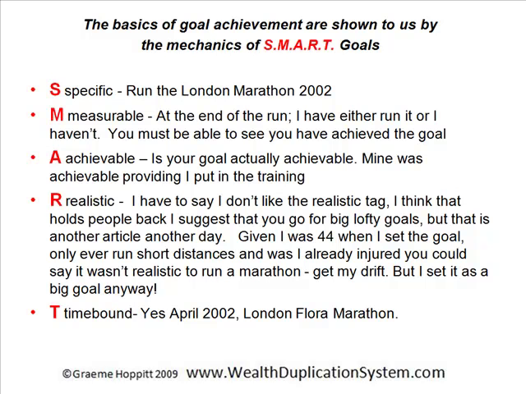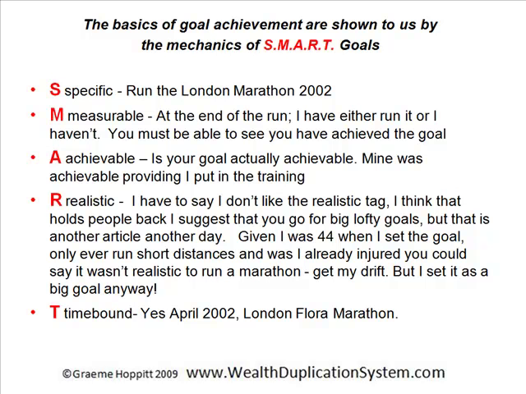Now, the basics of goal achievement are shown to us by the mechanics of SMART goals. S stands for specific. I'm going to use an example of running the marathon, which was the first time I used this system, and I've used it ever since. So S is specific: run the London Marathon 2002. M is measurable. You've got to make sure your goal can be measured. So at the end of the run, I've either run the marathon or I haven't. You must be able to see that you've achieved your goal.